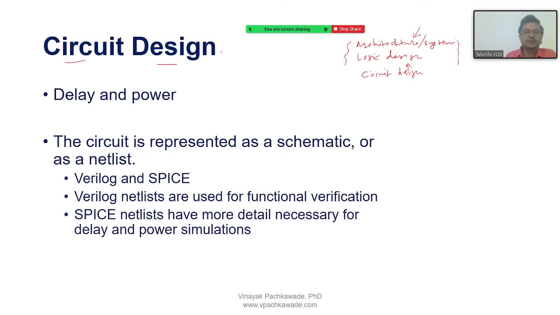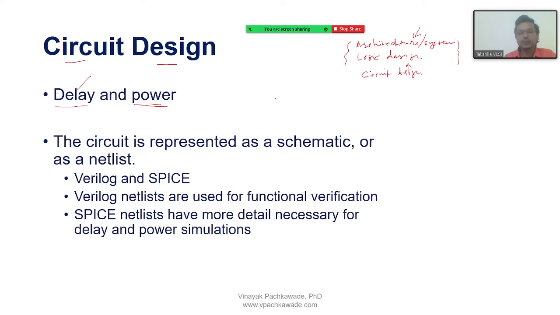In this circuit design, there are two important parameters that are important to the layout engineers as well. The one parameter is called delay, which actually determines the speed of your circuit and speed of your chip essentially. And the second is the power consumption. So we are going to see the details of these two, and understanding these two parameters will help the layout engineer to optimize the layout when you run the analysis and all that.